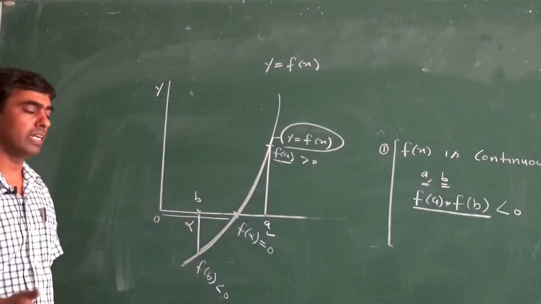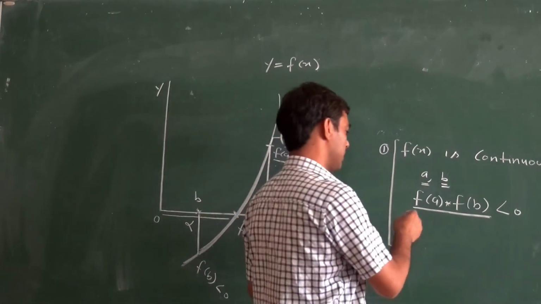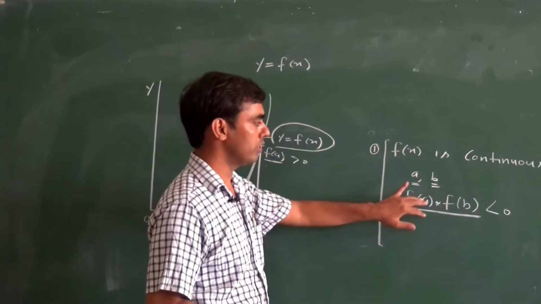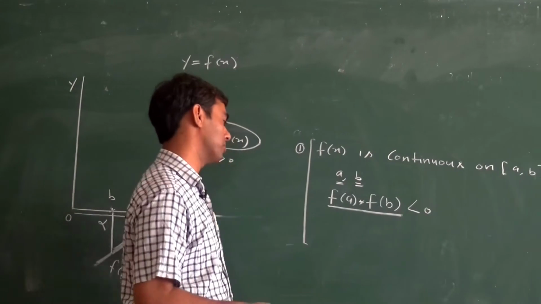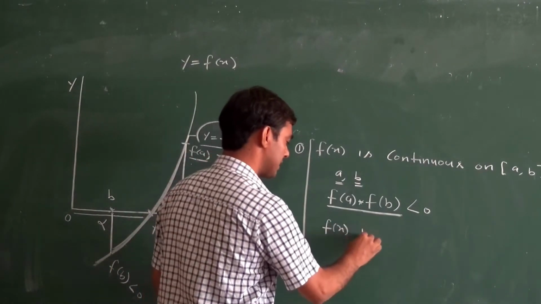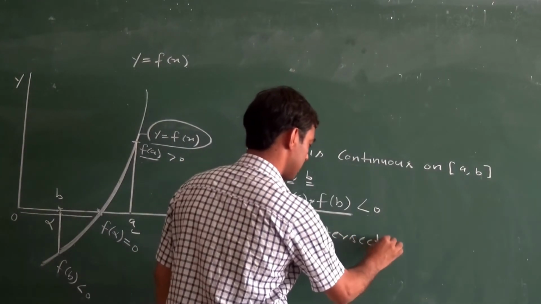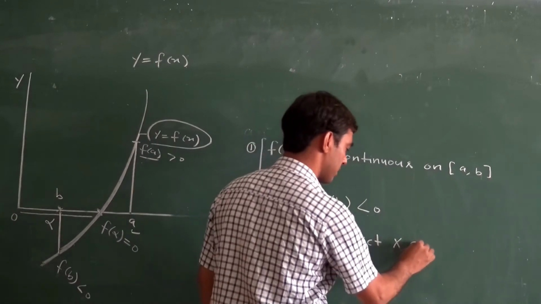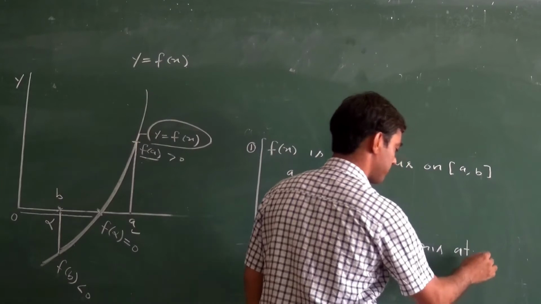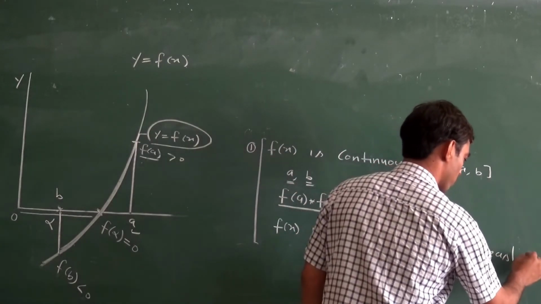But how many times will it intersect? So this is also another theorem of algebra. If f of A into f of B is less than 0, then f(x) intersects the x-axis at least one time.